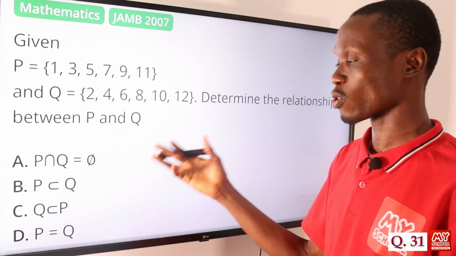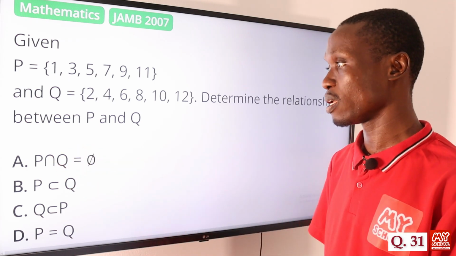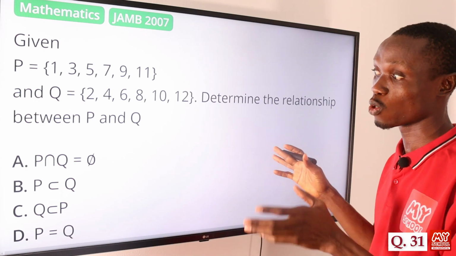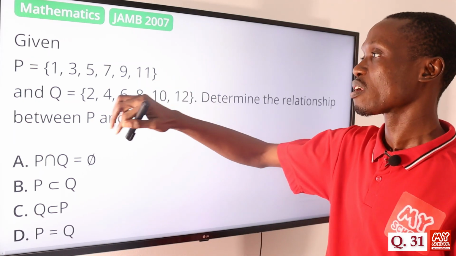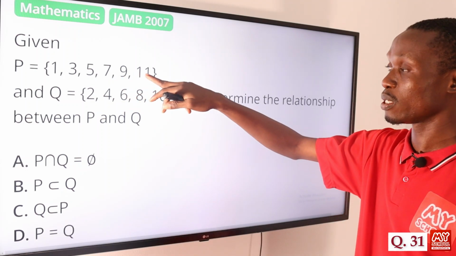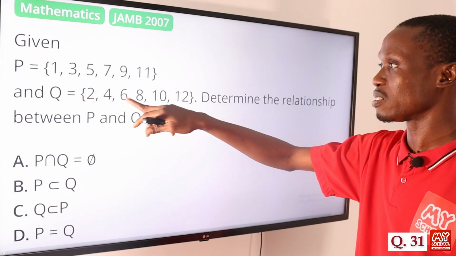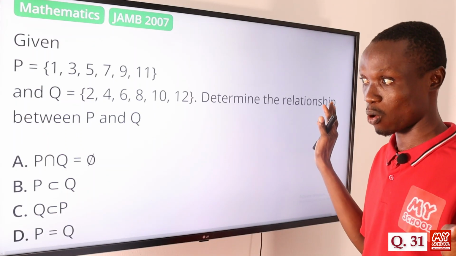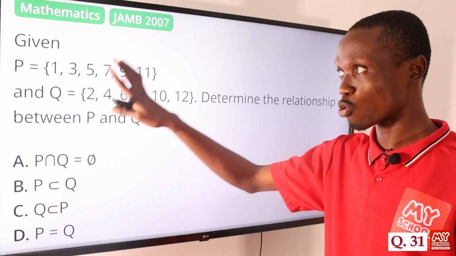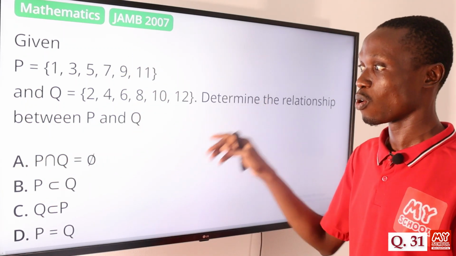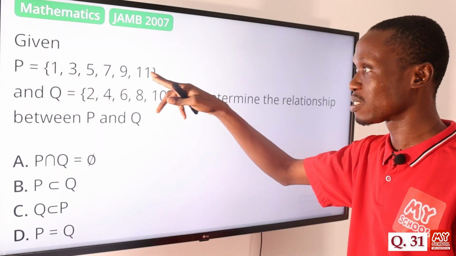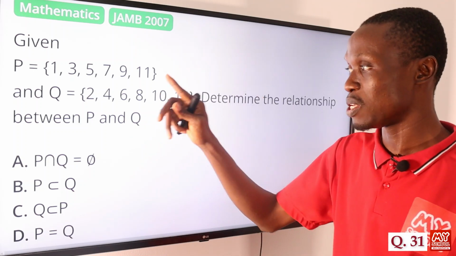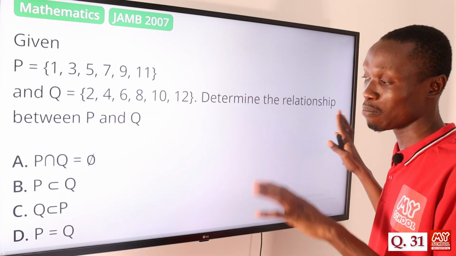Let's look at the options one after the other. If you look at option A, we have P intersection Q is equal to the empty set. Now, if you look at all the elements in set P and all the elements in set Q, you discover that there's nothing common between them. There's nothing common at all. So that makes option A true of what they are asking us. There is no number that is common.